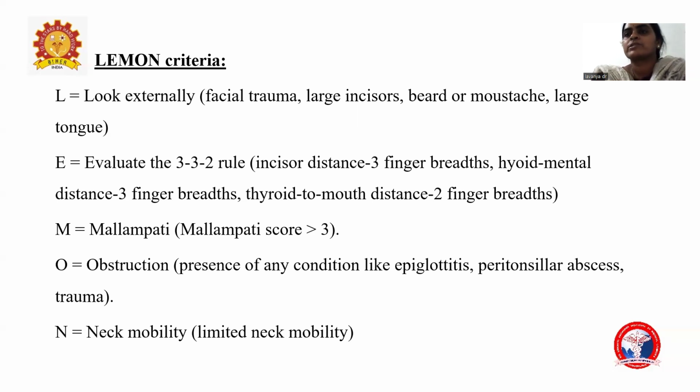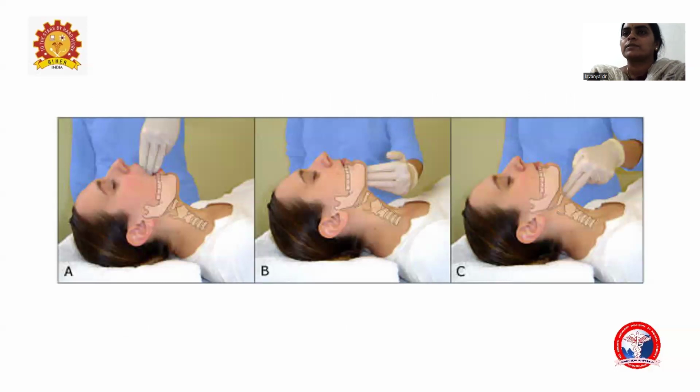Obstruction: any presence of conditions like epiglottitis, peritonsillar abscess, etc. Then look for neck mobility, whether the neck mobility is restricted or easy. So the same thing in here.